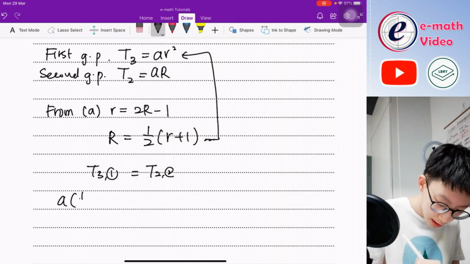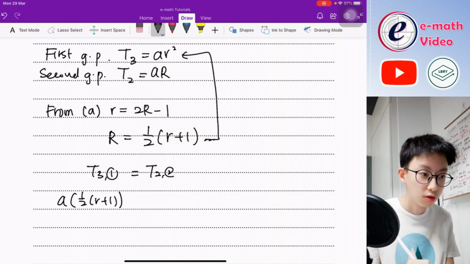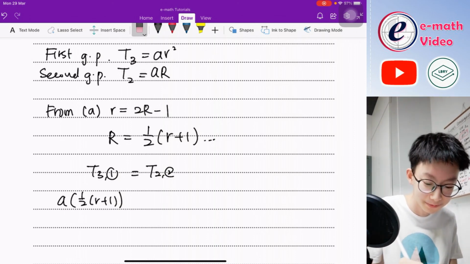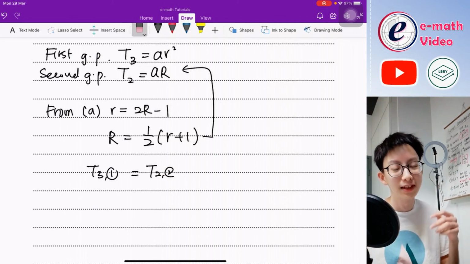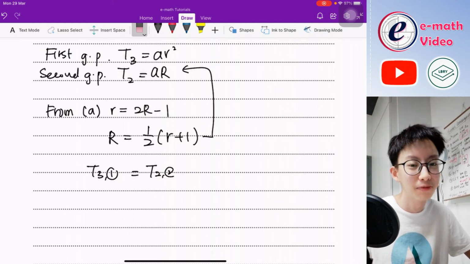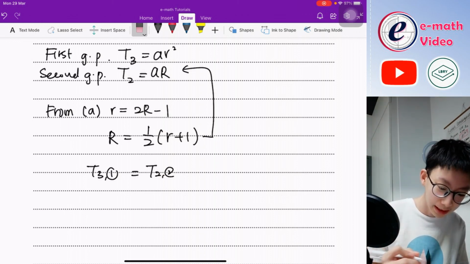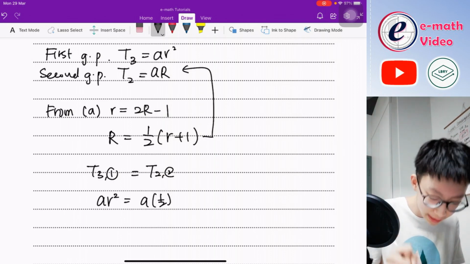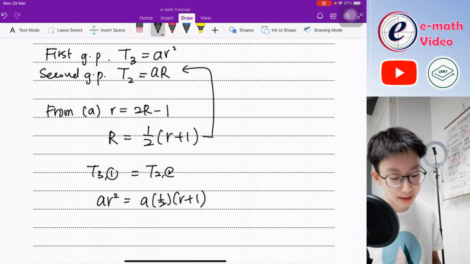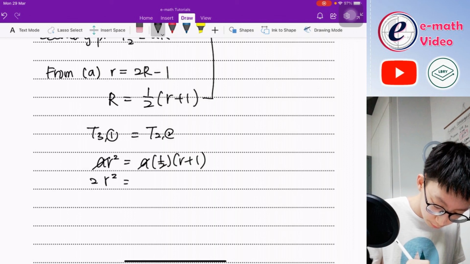Therefore, A times half r plus 1. Sorry, not like this. I meant to sub here, because I don't want to sub into the square. If I sub into a square I tend to make mistakes. I always forget the term in the middle, always forget the 2AB. That's why I don't want to do that. Okay, so now A r squared equals A times half. You see, now I don't have to worry about my R or R squared or whatever. And A can cancel, equals 2r plus 1.